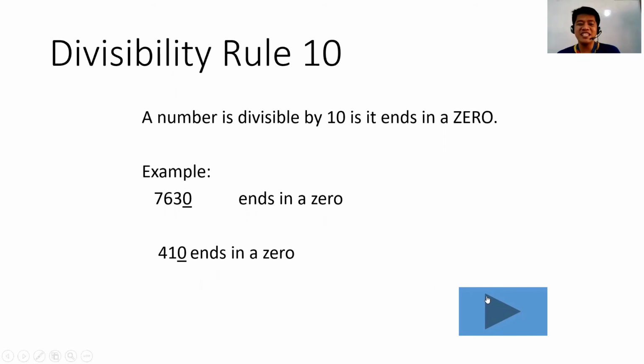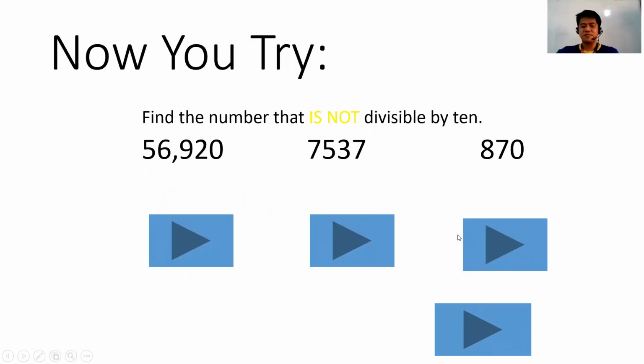Ito yung pinakamadaling divisibility rule. Divisibility rule number 10. Masasabi natin divisible siya by 10 if the last digit is 0. Walang ibang titignan kundi kung ang last digit ay 0. For example, 7,630 ends in a 0, so therefore it is divisible by 10. 410 also ends in a 0, so therefore it is divisible by 10. Let's proceed to the activity. Kahit tignan na lang natin, alam na natin na si 7,537 ang hindi divisible by 10 kasi siya lang ang hindi 0 ang last number.